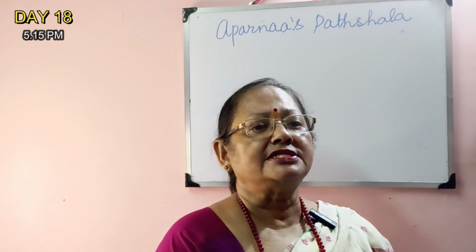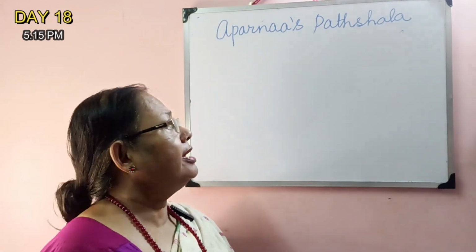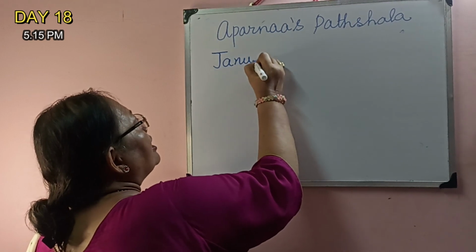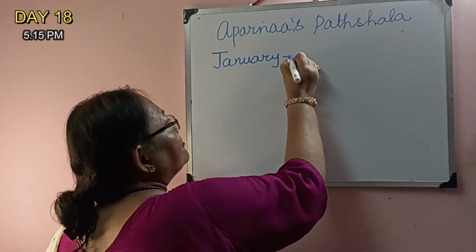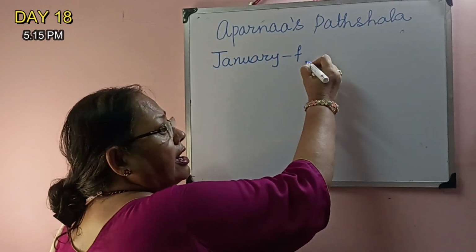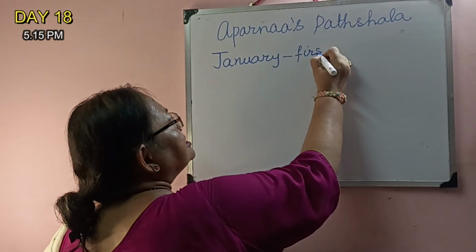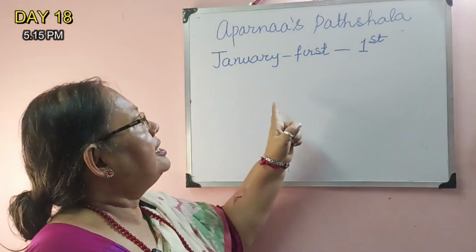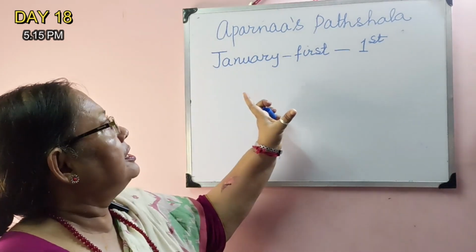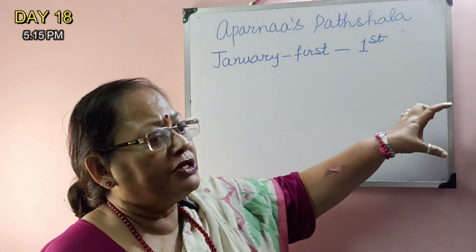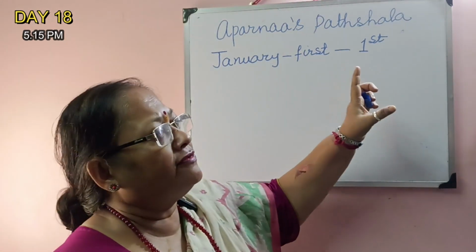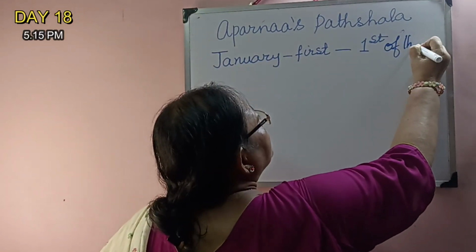So let me first start with January. I'm writing January. January is the first month of the year. So I'm writing here F-I-R-S-T, first. January is the first month of the year. This is the short form of it. I can write it in words, but that will be too big for you. That is what January is, the first month of the year.